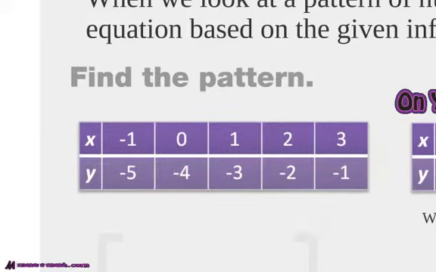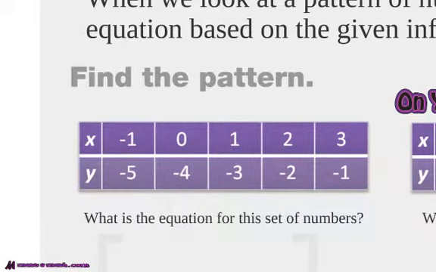Here it is. Notice that I'm going up 1 first here, up 1, up 1, up 1. And notice what happens now. In the y values, I'm also going up 1, up 1, up 1, and up 1. So that's our pattern. As I go up 1 in the x, I go up 1 in the y. All right? So what's the equation for this set of numbers? How do we write an equation given this table of data? How do you think we do that?